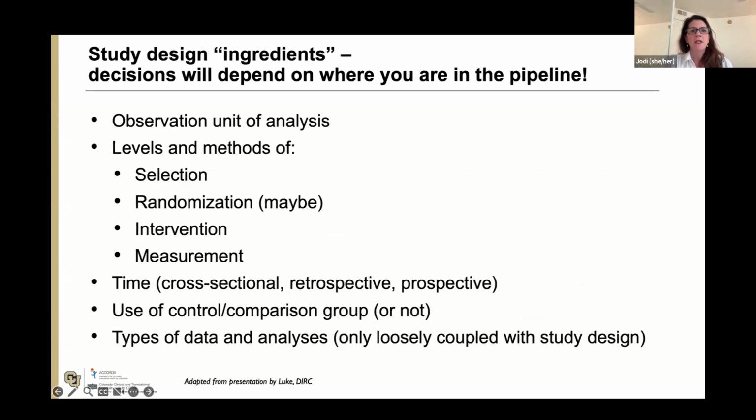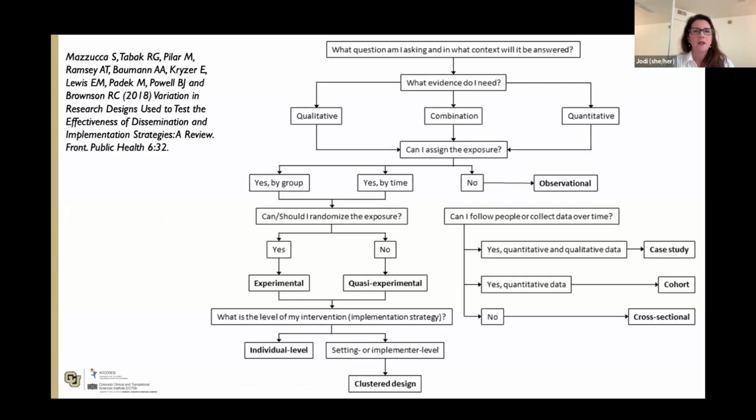But overall, some study design ingredients, and your decisions will depend on where you are in the pipeline. Things like, what is your observation unit of analysis? What are the levels and methods of selection, randomization, or not? Intervention, measurement, your time factor, use of control or comparison group, types of data and analysis, which is loosely coupled with study design. Here's a reference to, do you love decision trees? Well, here you go. Here's one.